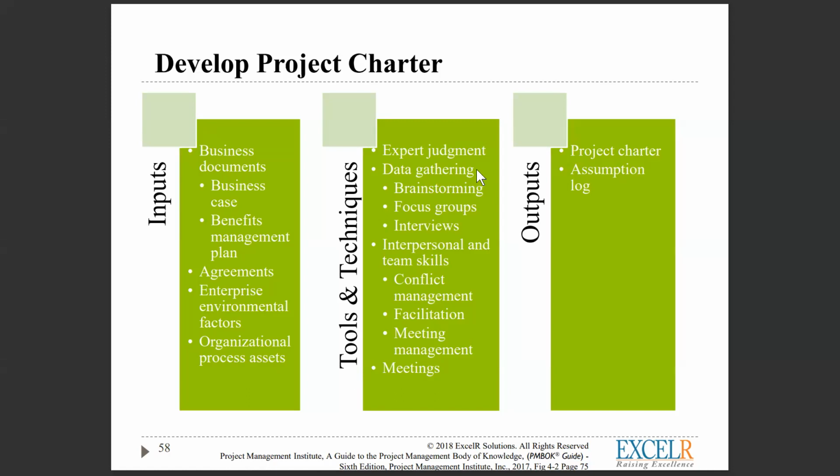Okay. Sir, does this happen in real time? Yeah, very much. Why not? Or else, why PMI? Why would we do that? Yeah, because I came into a project in between, so I'm just trying to understand. So this will be helpful when you are starting a new project.